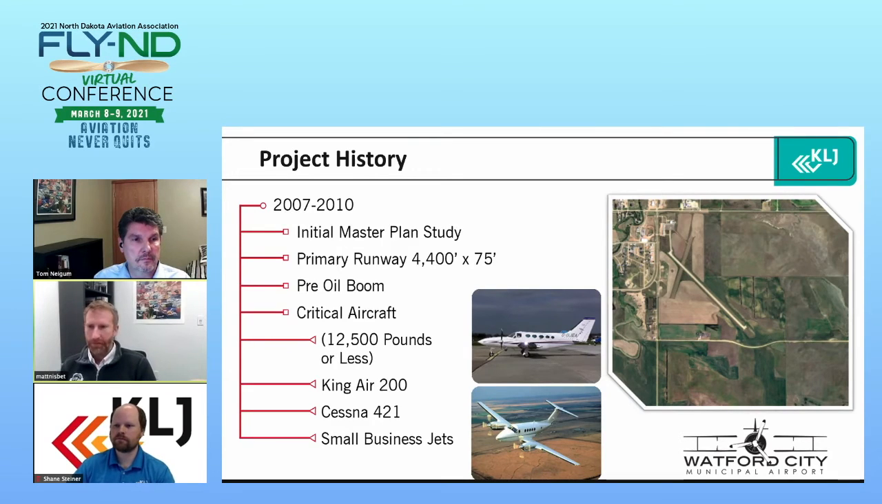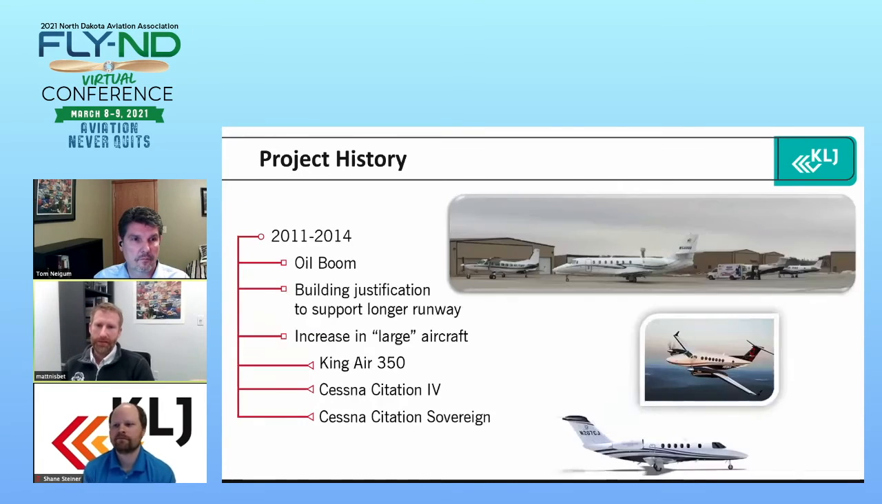It served the aircraft they had operating there well. Really, at that point, it was mostly all small aircraft under 12,500 pounds. Another way to look at it is anything King Air 200 size or smaller was the primary users of the airport at that point in time. And Tom, if you want to go to the next slide.